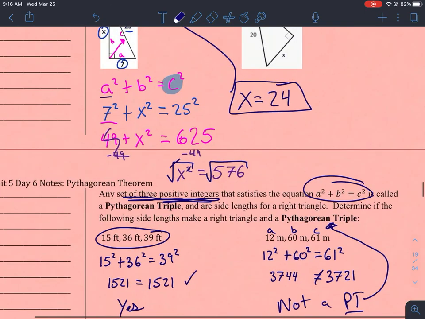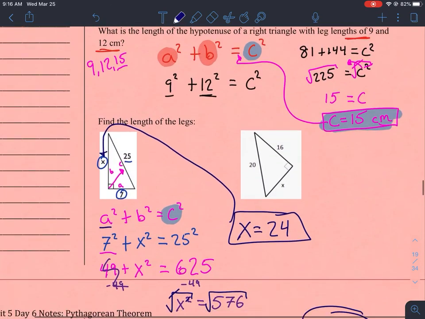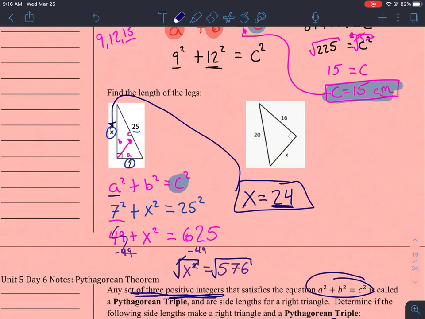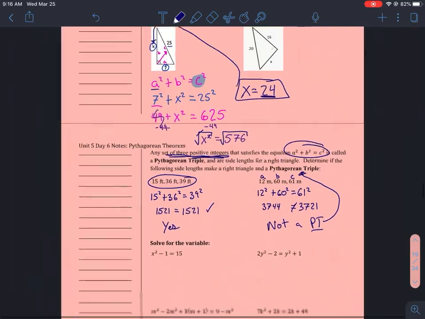So as you're going through and calculating, these examples just happen to come out evenly, but round to the nearest tenth if it comes out as a decimal. And that is the Pythagorean theorem.